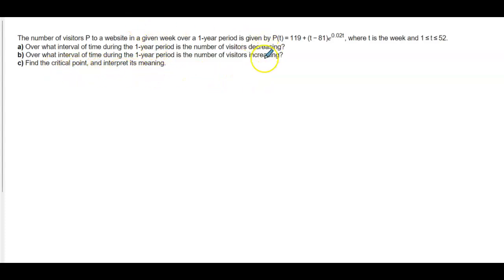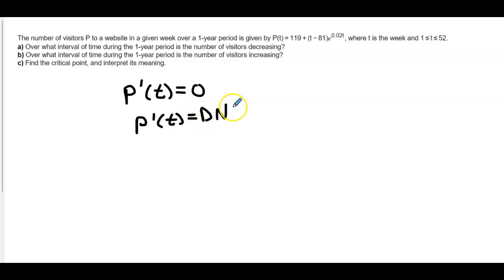So to get this done, we're going to need to find the critical point, and we get that by finding the derivative and determining where the derivative equals 0 or where it does not exist. So let's proceed with finding the derivative. Now this function is two terms. The first term is just a constant 119. Its derivative is 0, so we can ignore the first term here.